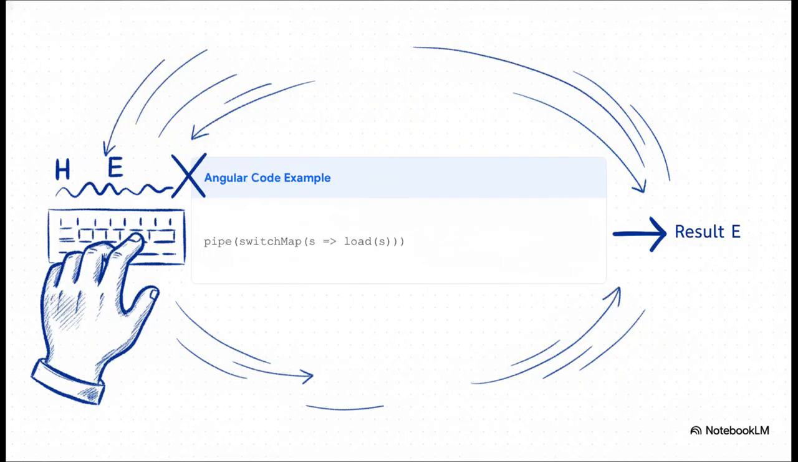This cancellation effect makes switchMap the absolute perfect choice for an Angular type-ahead search. When a user is typing a search term, we only care about their latest keystroke, right? If they type H, then quickly type E, we don't care about the search results for just H anymore. SwitchMap effortlessly kills those obsolete backend search requests the exact millisecond the user types a new letter. It completely frees up your server resources.